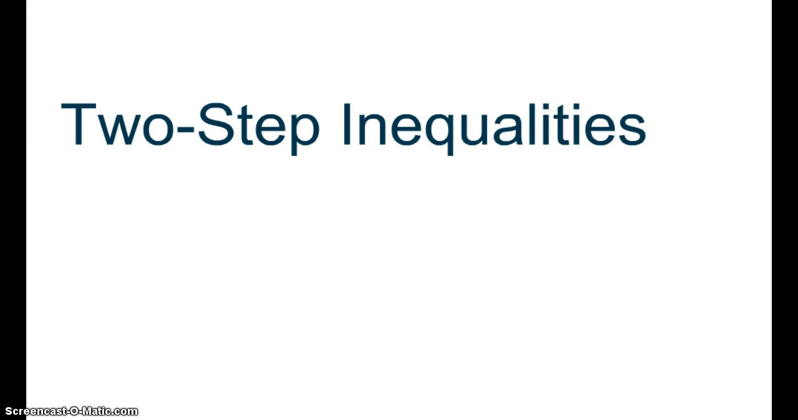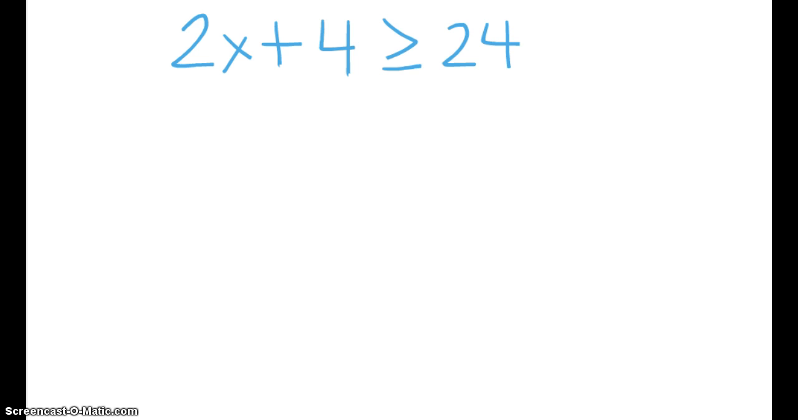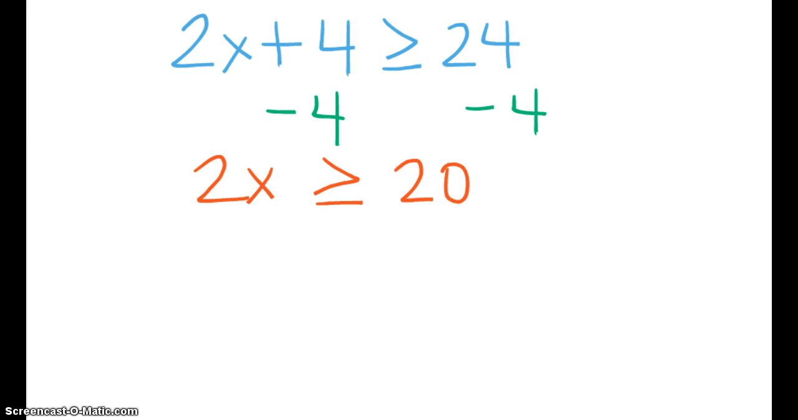Two-step inequalities. Write down this inequality and solve it. So we're going to solve as if this were just any other equation. We're going to isolate our variable. We're going to add 4 negatives to each side. Then we're left with 2x is greater than or equal to 20.